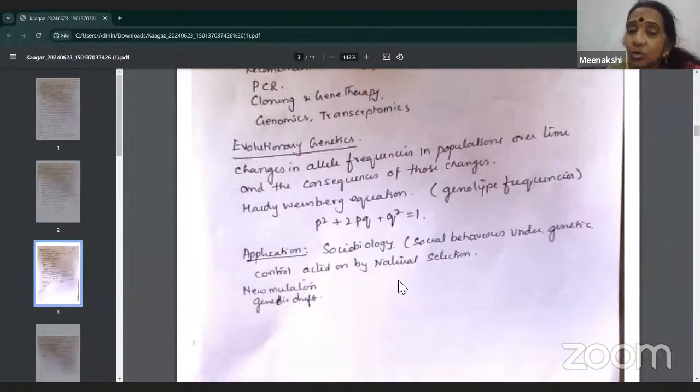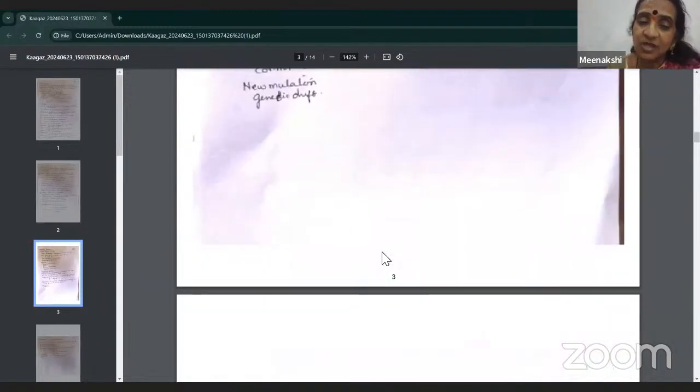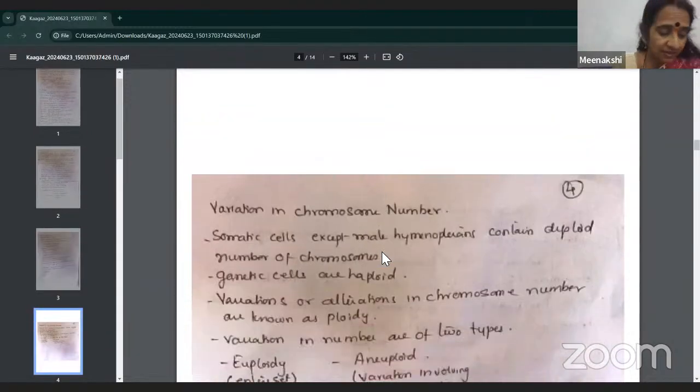So that we can fix the population with the required characteristics. So cytogenetics plays an important role in society to identify the recessive and dominant genes and favorable genes which are taken up by natural selection. Then coming to the next aspects of it.